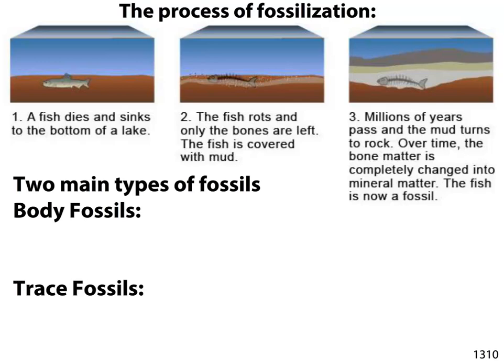And they're actually quite rare because in order for a critter to be preserved into a fossil, the process has to happen just right. So, one example of this, the fish dies, sinks to the bottom of the lake. Okay, so then the fish rots and only the bones are left. This is typically what happens. The fish then gets covered with mud, okay, and millions of years pass, the mud turns to rock. Over time, the bone matter is completely changed into minerals, and the fish is now a fossil.